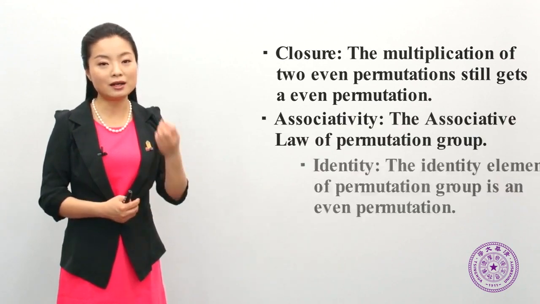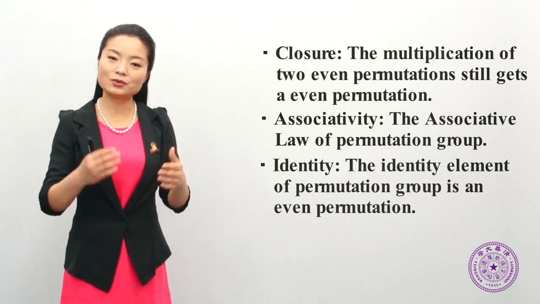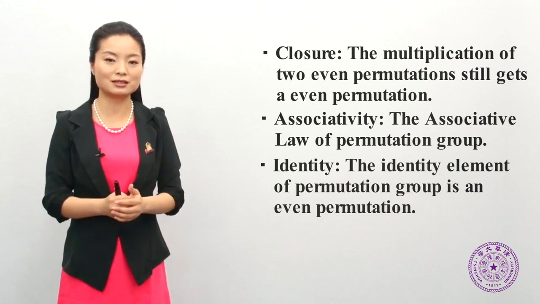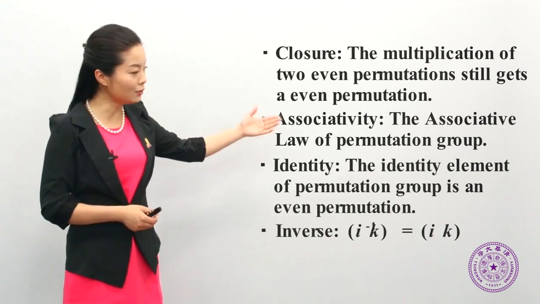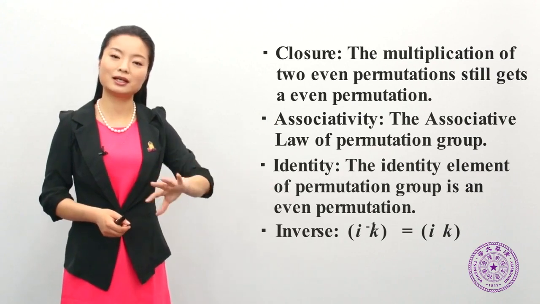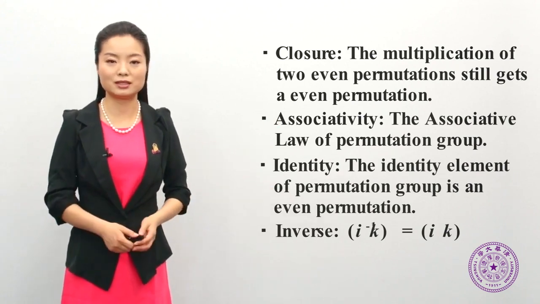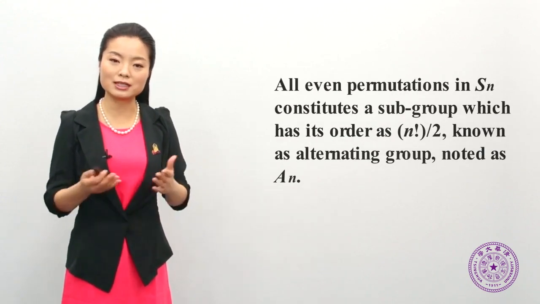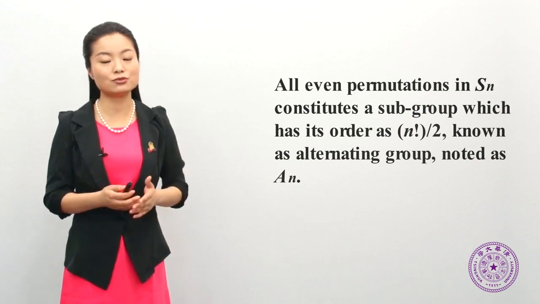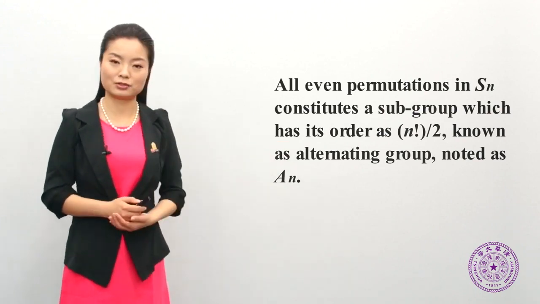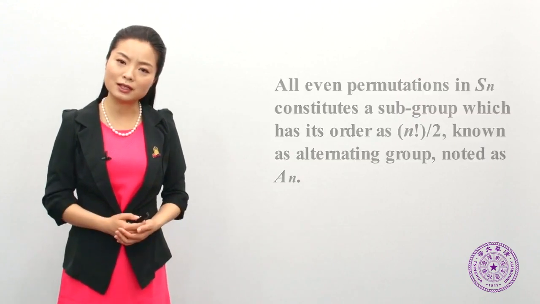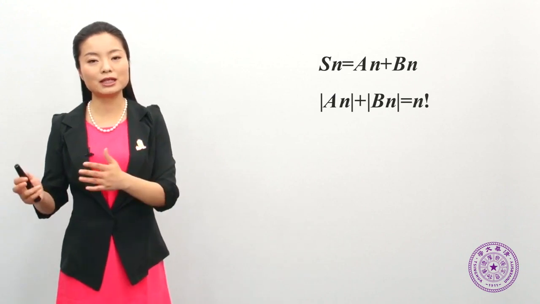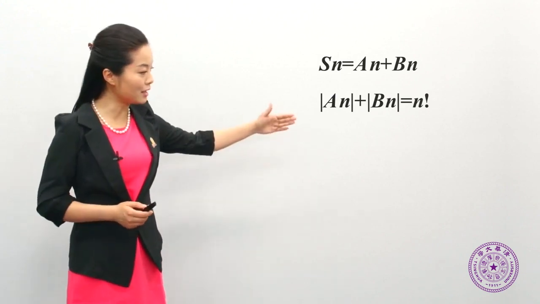And what about its inverse element? Corresponding to I changed to K, K is changed to I. Therefore, its inverse element is still always an even permutation. It has explained that all even permutations form such a set, which generates a new group. We use An to represent it. But how many elements are there? We know that all of Sn contains An and the other odd permutations. An added to Bn, the sum of even and odd permutations, should be equal to n factorial.